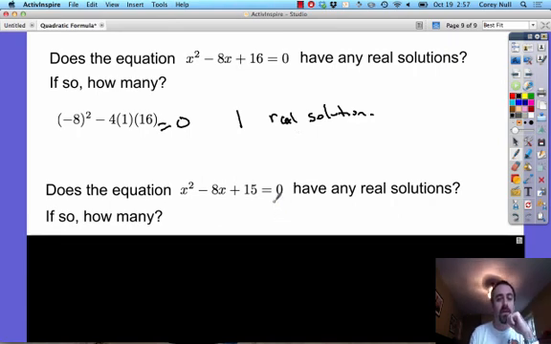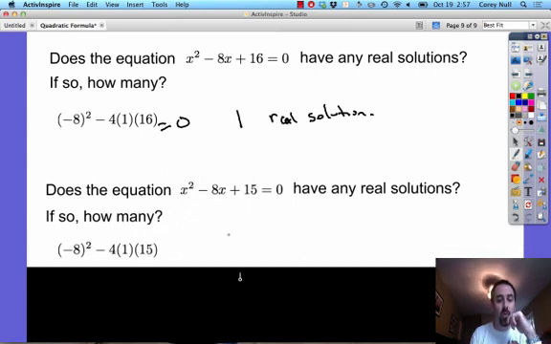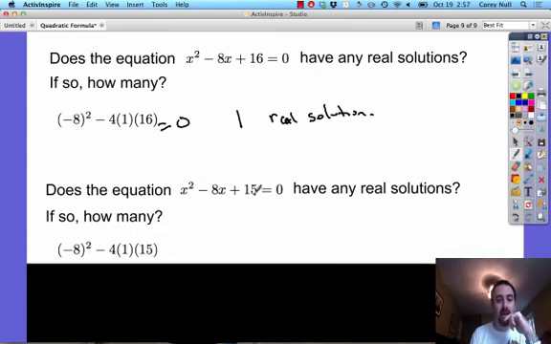How about this one? Does this have any real solutions? If so, how many? Okay, so again, we check b squared, which is negative 8 squared, that's 64, minus 4 times a times c. 4 times 15 is 60. So I have 64 minus 60. Is this positive or negative? It's positive. That's all we care about in this particular case. So does it have any real solutions? It does. It has two. It crosses the x-axis twice.